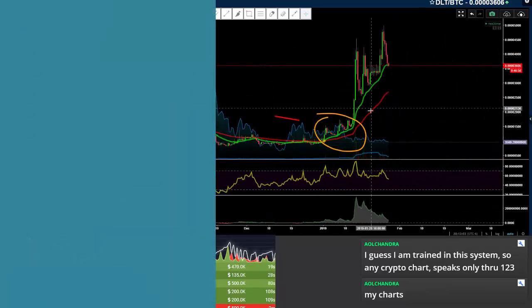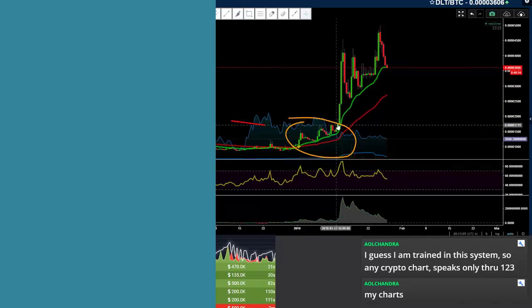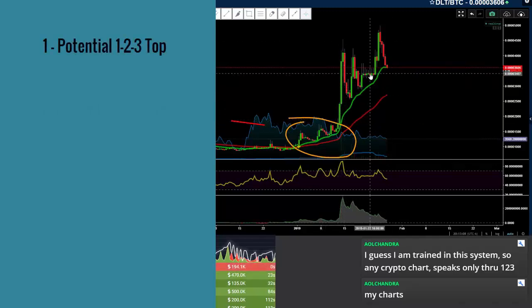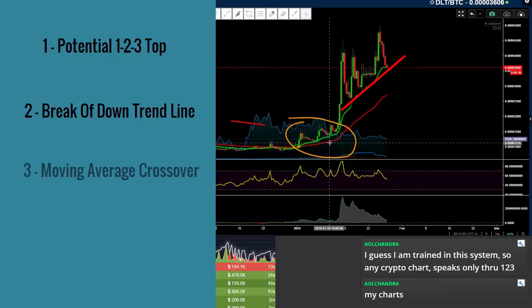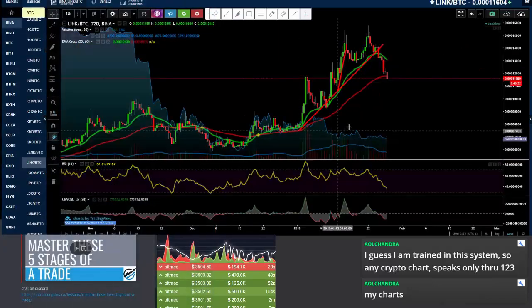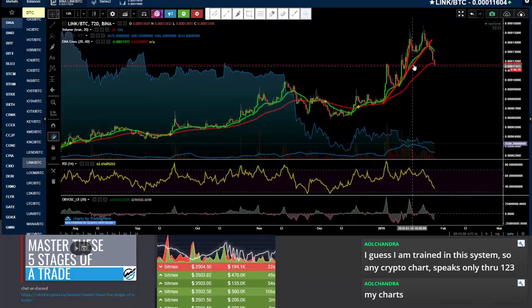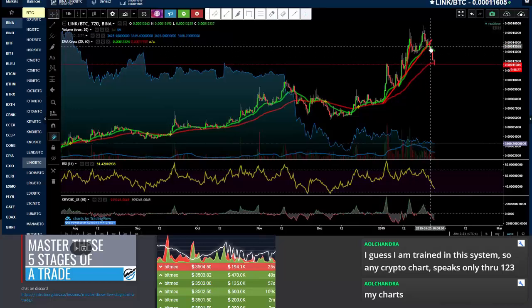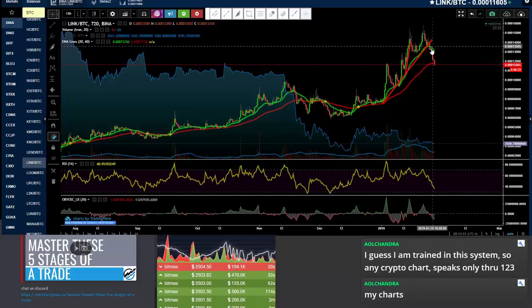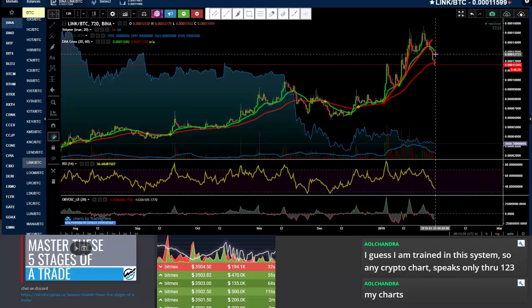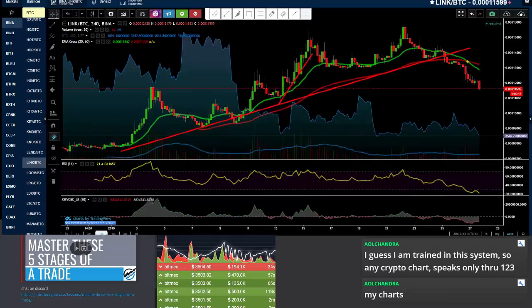But when we get into the top formations, it's the other way around, where we'll have the 1, 2, 3 top forming, then we'll have the trend line broken, and that is actually the signal. The signal is when that trend line is broken. So if we go to Link, just because I know we are working with this example, when this trend line is broken, that's the signal to sell. And it's usually at the time of the 1, 2, 3 top formation and before the moving average crossover, depending on the time frame you use.